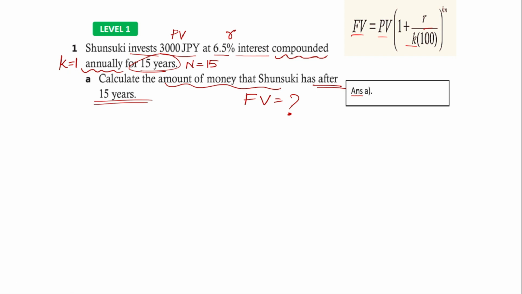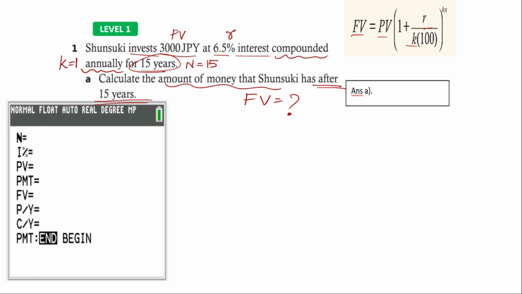Just follow the steps that we have already discussed to reach the screen. You have to enter N as 15, I as 6.5, the present value as 3,000, PMT, as I said, no payment, so 0. Future value is something that you don't know. Now let me just show you this in the GDC.